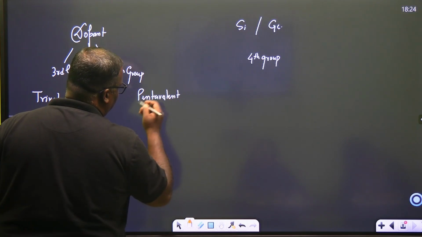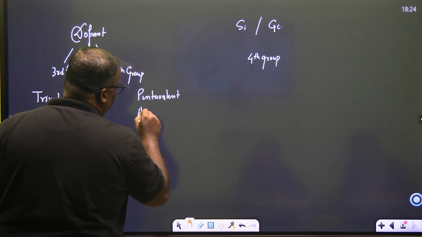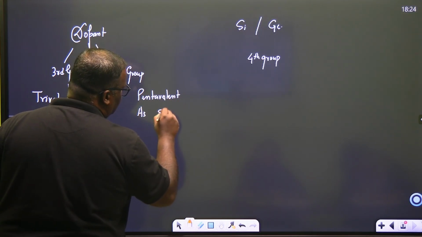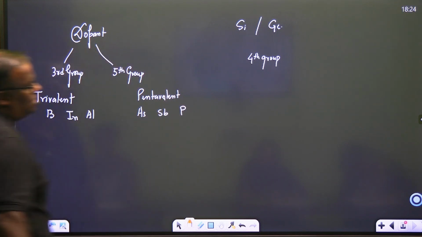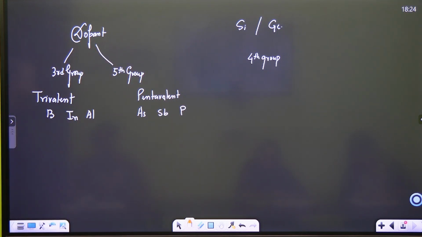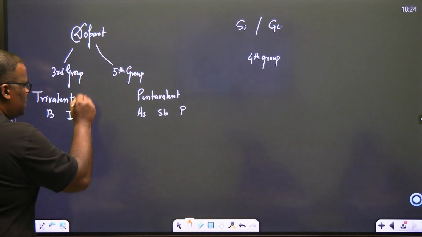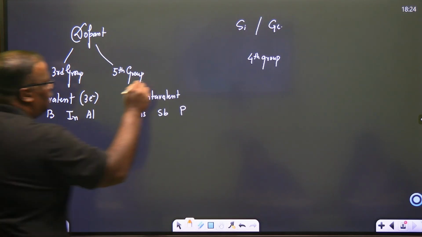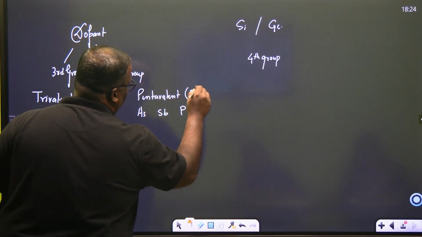Pentavalent में आएगा हमारा arsenic. Then we will get antimony. Then we will get phosphorus. These are pentavalent. Means trivalents have got 3 electrons. They have got 5 electrons.